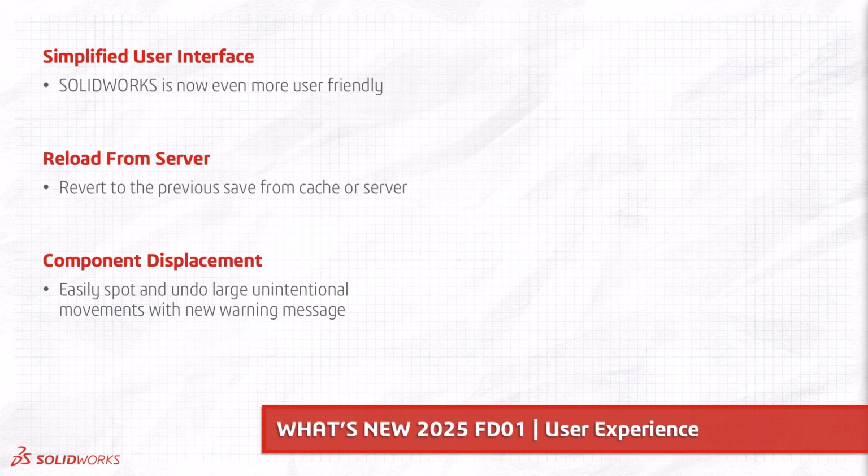Starting with 2025 FD01 and the option to choose a simplified user interface, which streamlines your interface to the type of document you are working on at that time. Next, the reload from server option allows us to choose a reload option, giving more flexibility. And finally, the component displacement message warns if there is an extreme movement within your assembly, allowing us to easily spot and undo unintentional movements.